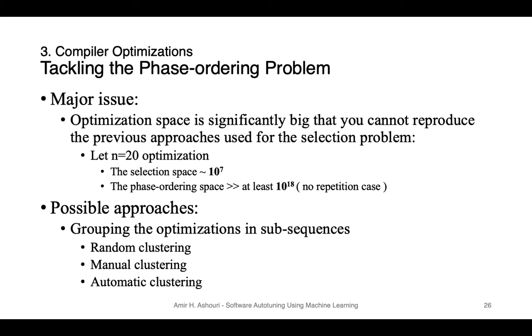People have been trying to group their optimization flags in order to downsample their optimization space by random clustering or manual clustering first, and then they start their optimization process. So we came up with an automatic way of clustering first, and then we applied that to constructing our model.